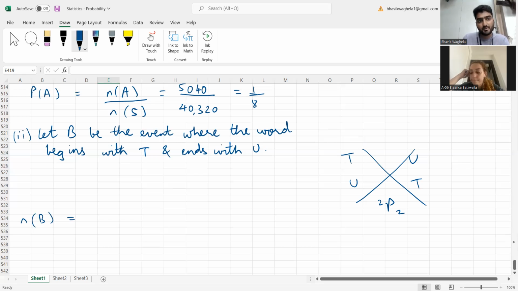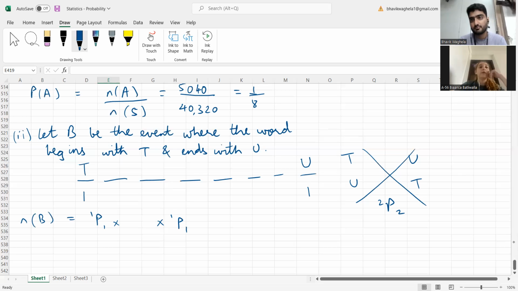So we have 8 places. 1, 2, 3, 4, 5, 6, 7, 8. They are saying that the first letter is reserved for T. This can be done in one way. This last is reserved for U. Even this can be done in one way. So our answer would be 1P1 multiplied by something multiplied by 1P1. Did you get this? Okay.